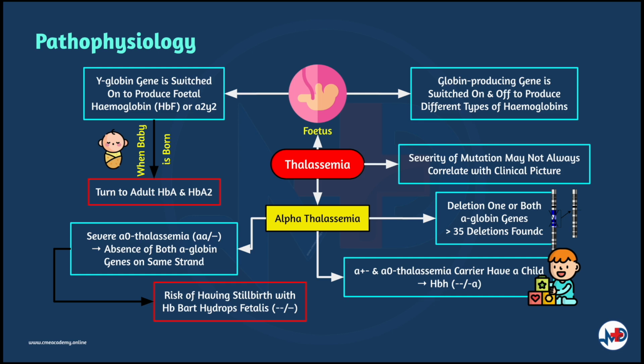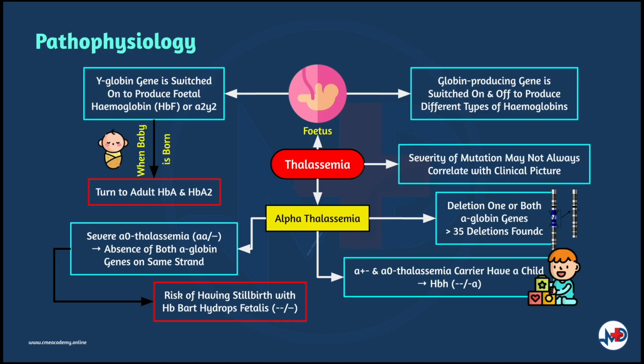Generally, we refer to severe mutations with complete absence of the beta globin production as beta 0 mutations, while less severe mutations are known as beta plus mutations. Please do bear in mind that the severity of the mutation may not always correlate with the clinical picture.